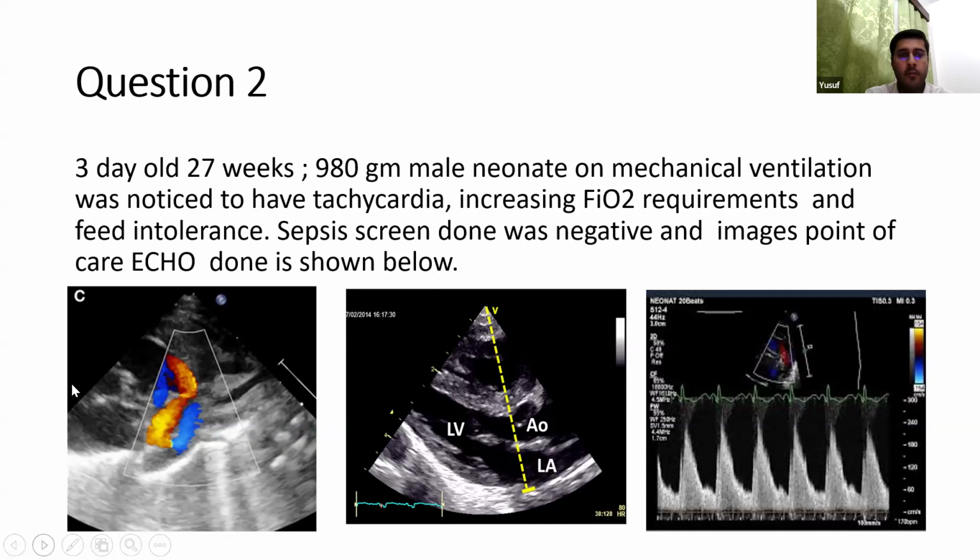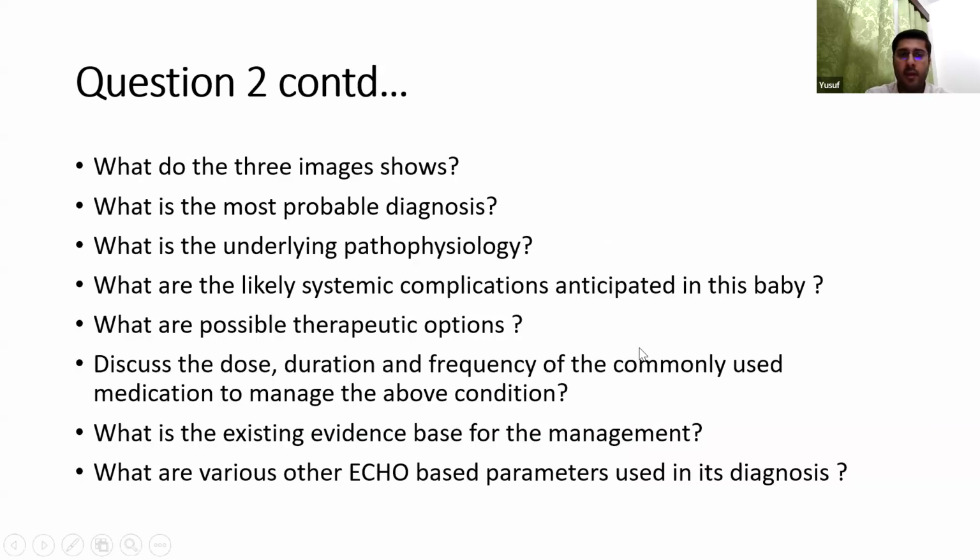So let's just see what questions we have. First question: what do the three images shown in the previous slide signify? What is the most probable diagnosis? What is the underlying pathophysiology in operation in causing these clinical features of this baby? What are the likely systemic complications we are anticipating in this baby? What are the possible therapeutic options? And then we will discuss the pharmacological therapies. What are the dose, duration, and frequency of the pharmacological agents which are used to manage the above condition? And what is the existing evidence base for the management, and what can be the other echo parameters which can be used for its diagnosis?